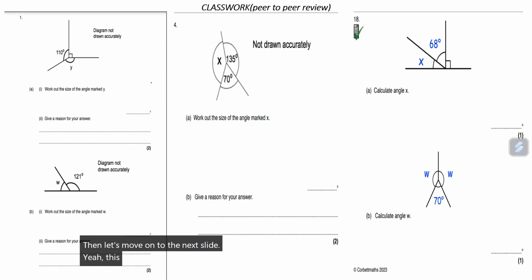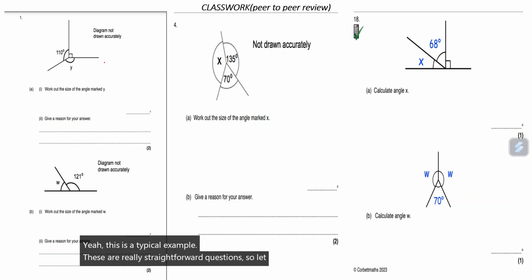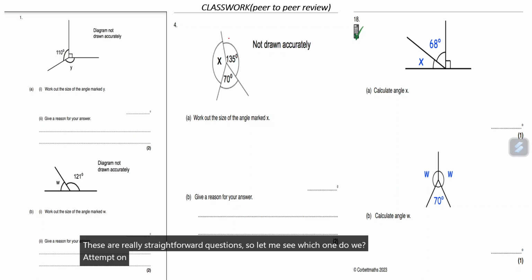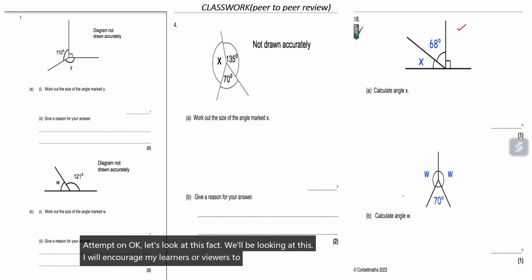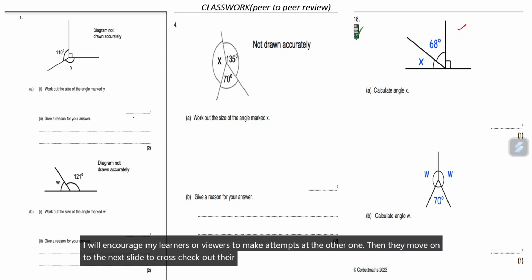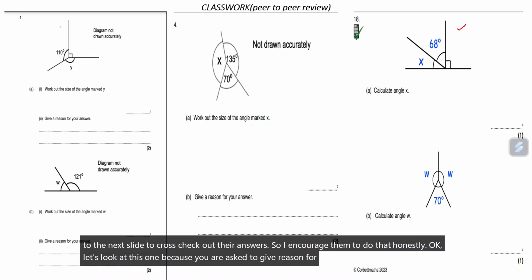This is a typical example. These are really straightforward questions. So let me see which one we attempt. Okay, let's look at this fact. We'll be looking at this and will encourage my learners or viewers to attempt the other one, then move on to the next slide to cross-check their answers. So I will encourage them to do that honestly. Okay, let's look at this one because you are asked to give a reason for your answer. So we'll be trying this first one and this one too.